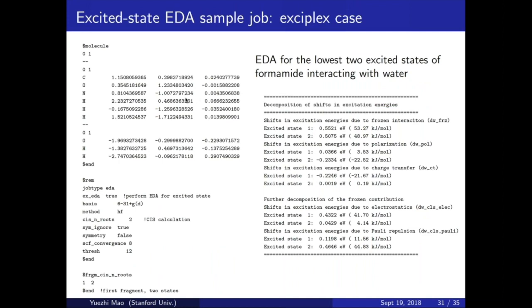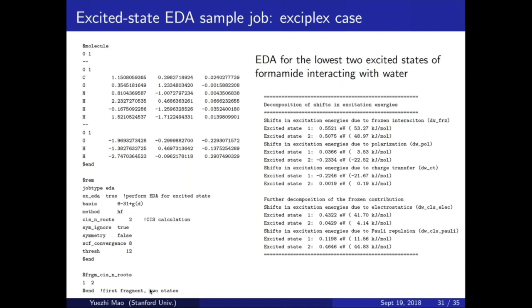And here is a sample job for the excited state EDA for an exciplex formed by a formamide and a water molecule. We need the REM variable XEDA to be true to perform EDA for the excited state. And as an excited state calculation in Q-Chem, we need to set cis_n_roots to be the number of roots we want to calculate in the ALMO-CIS and the full CIS calculations.